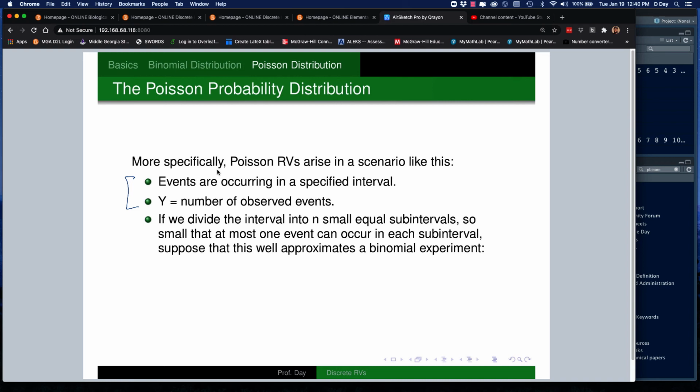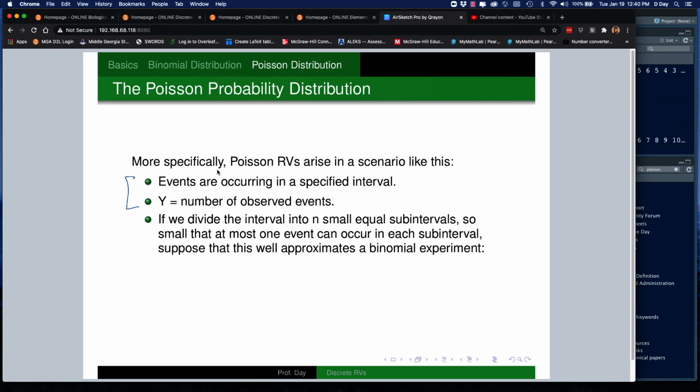Another thing about Poisson is that it's really related to the binomial experiment that we looked at before. If we divide the interval into small equal subintervals, as many as we want, so small that only one event can occur or not occur during that subinterval, then we can treat it like the binomial. As a matter of fact, Poisson kind of comes from the binomial distribution. Mathematically, that can be shown, but we're not going to worry about that here.